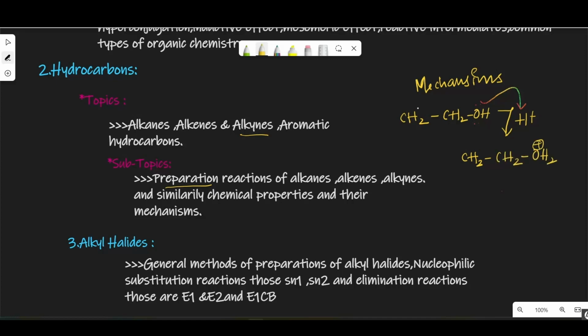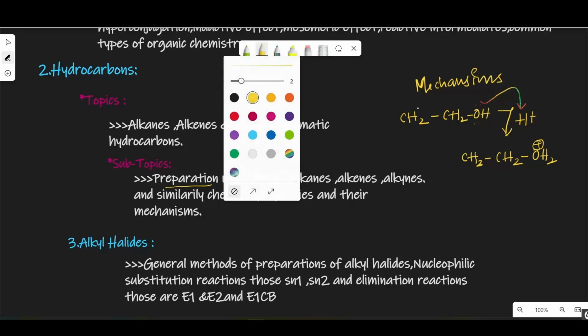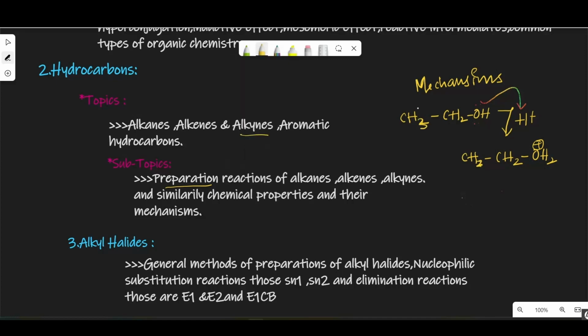So it's just simple. And water is a good leaving group. So it will leave as a leaving group and form a carbocation, and then the nucleophile will attack the carbocation. We just need to understand the mechanism and then this subject will become very easy.